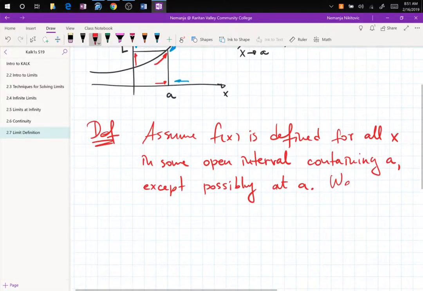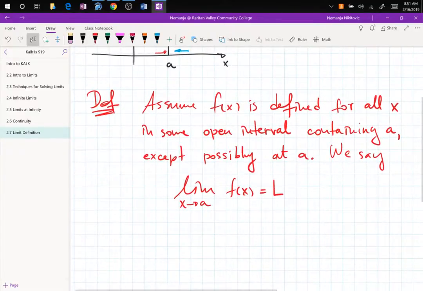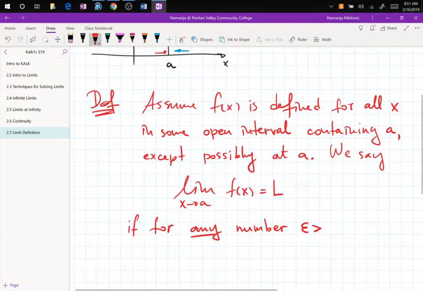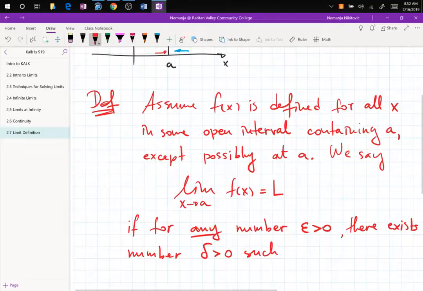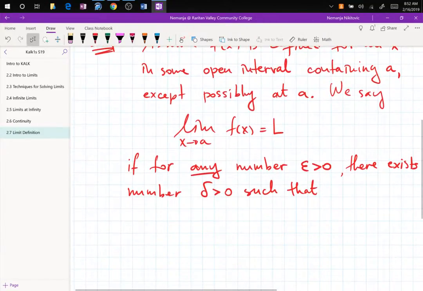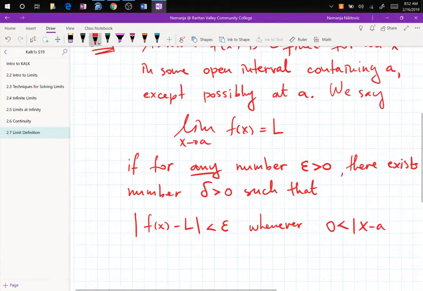So we say limit x goes to a of f of x is equal to L, and here's the core: if for any number epsilon larger than 0, there exists a number delta larger than 0 such that, and now we have the calculation over here, the absolute value of f of x minus L is less than epsilon whenever 0 is less than the absolute value of x minus a, which is less than delta.